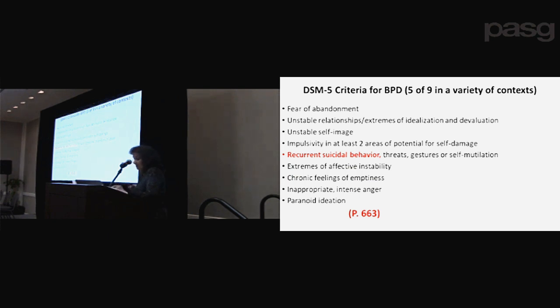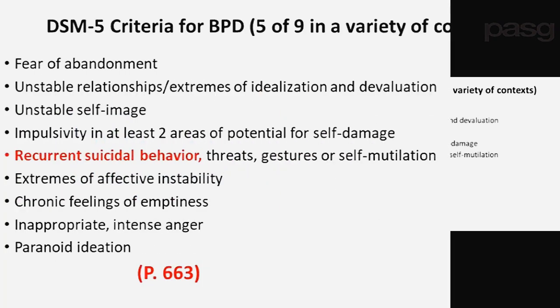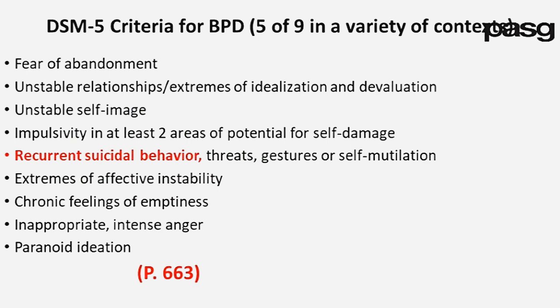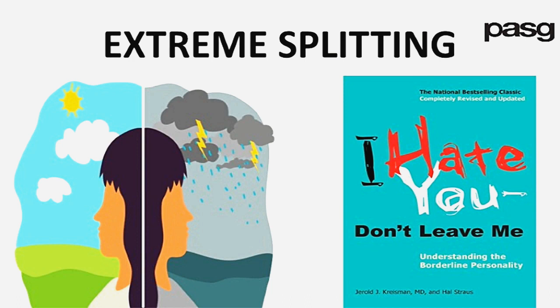I highlighted the recurrent suicidal behavior. This is what really scares me. They are the models for alienated children, and there is a very high correlation between a child developing a lot of these symptoms when they live with a borderline personality disorder. That's their role model. It is no surprise to me that suicidal ideation is very often a symptom that we see in severely alienated children. Again, you have to do a causal analysis as to where that behavior came from. And of course, we know the extreme splitting, I hate you, don't leave me.